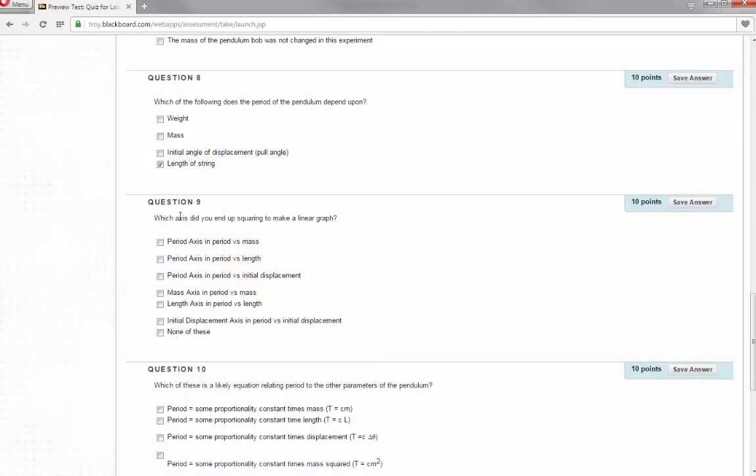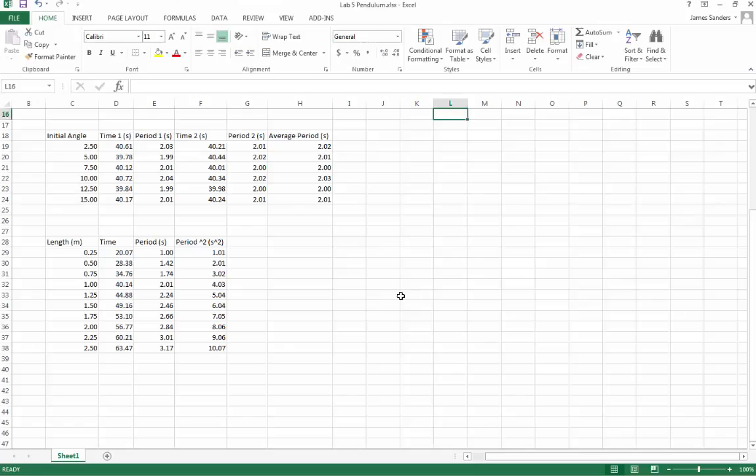And it asks, what axis do you end up squaring to make a linear graph? Well, that may seem like a weird question. Remember that you're supposed to have made a graph in this, so it might be worth asking, what should you have on the two axes of the graph? So I'll go ahead and pull open the spreadsheet again. Basically, your graph should end up looking like a plot of the period on the y-axis versus the length on the x-axis. So that's the first thing that you should be plotting according to these directions.